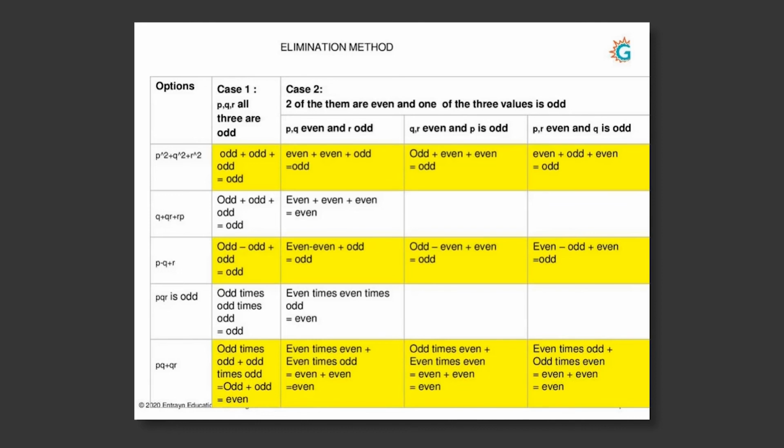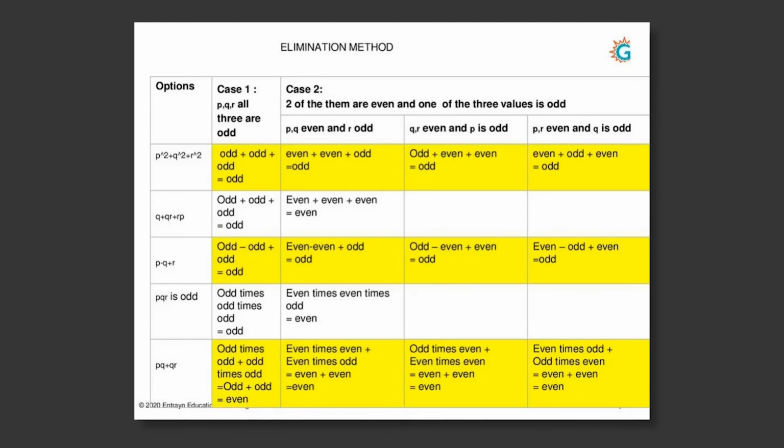Whenever there is an always or never, do not go for plugging in values. It's not going to help you at all. You have to go for an analytical approach like this. So I have two cases. I have sub cases for the second case, where any two of the three terms, that is P, Q, and R, can be even, right? Any two can be even, and the third one can be odd.